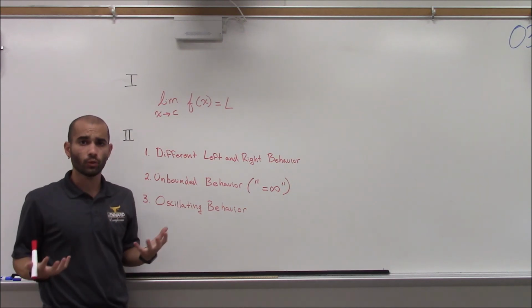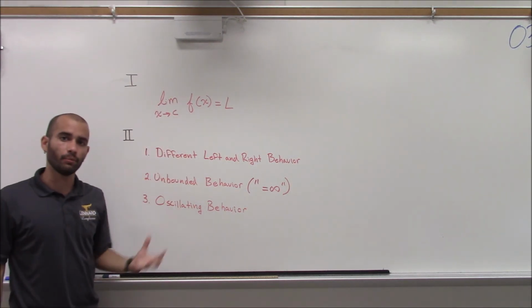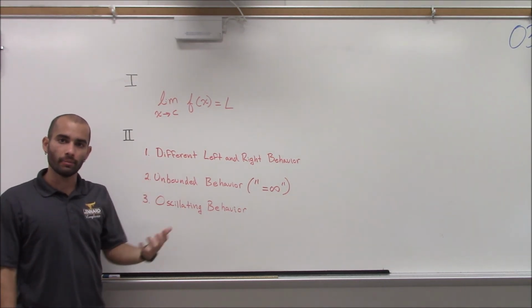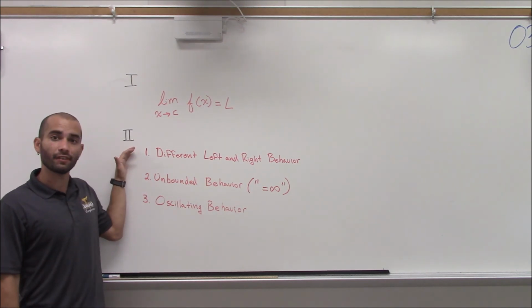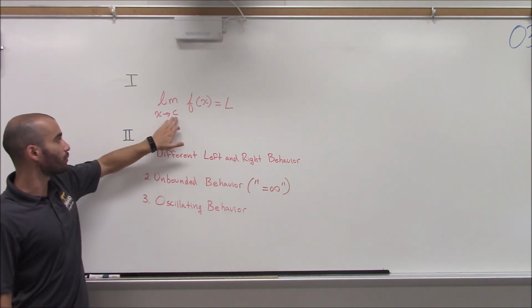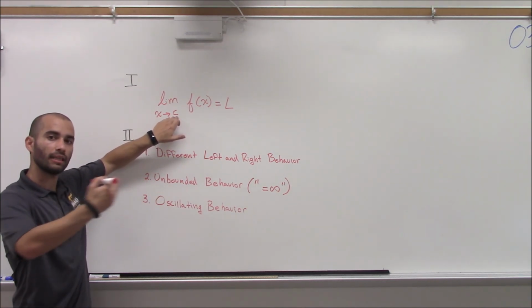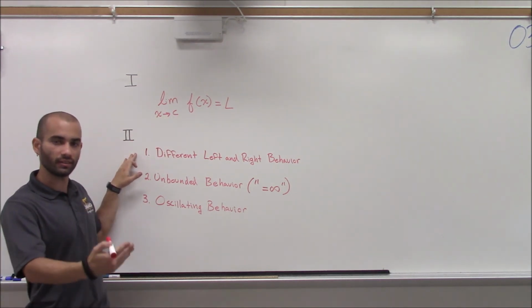In conclusion, we learned two things today: how to find limits using tables and graphs, and when a limit will fail to exist. It will fail to exist if there's a different left and right behavior. In other words, if you approach C, but as you approach C from the right and from the left, you're getting two different values. That's a case where the limit fails to exist.